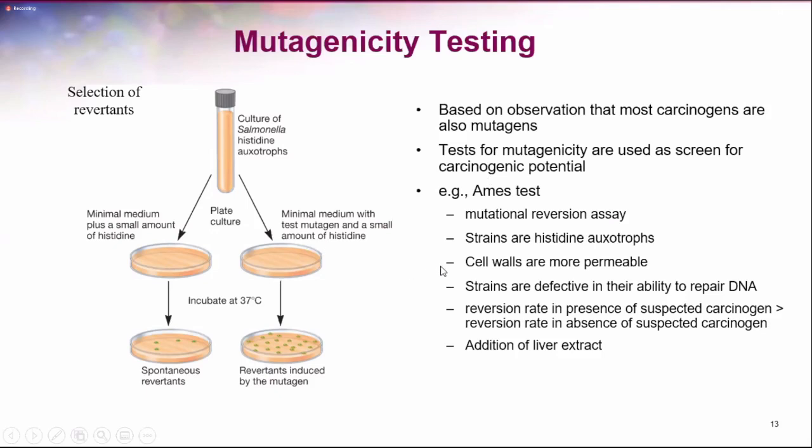Now, in order for the Ames test to work, we're going to use this strain because, one, it was the auxotrophic form, so it needs histidine, and then it forms these reversion mutations, but it also has cell walls and membranes that are more permeable. So all of these chemicals that you're testing are able to enter the cell and introduce these mutations. And the mutations, once they're introduced, should not be repaired. So these are strains that are going to lack these DNA repair mechanisms.